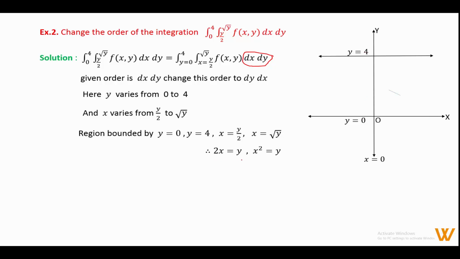Next line 2x equal to y. This line passes through the origin in this way, this line is 2x equal to y. Now points on this line: when x is 1, y is 2. Suppose this point, here x is 1, then y is 2. And when x is 2, y equal to 4. So this point, when x is 2, y is 4. Therefore the equation of this line is 2x equal to y. Next, the parabola x square equal to y, opening above the x axis, passing through the origin. This is a parabola whose equation is x square equal to y.